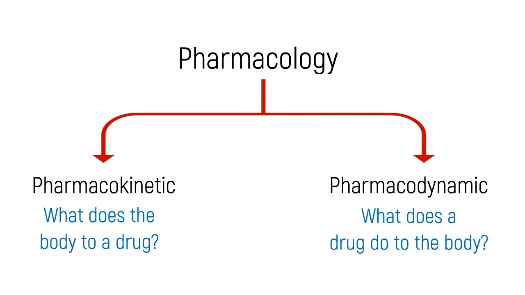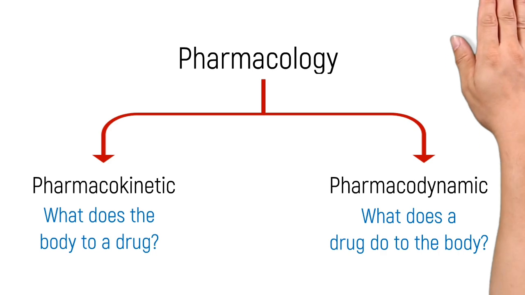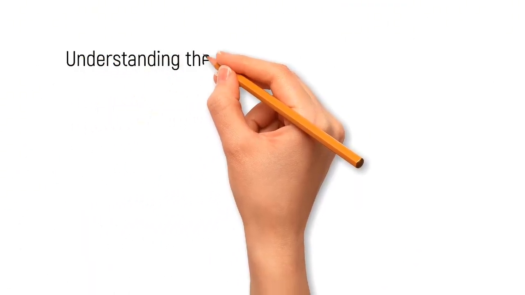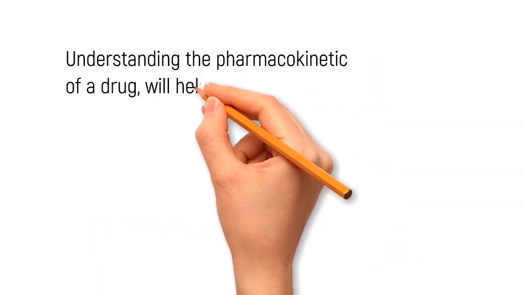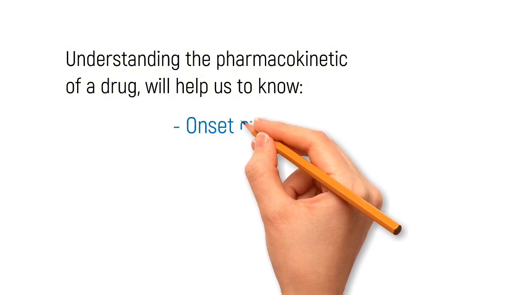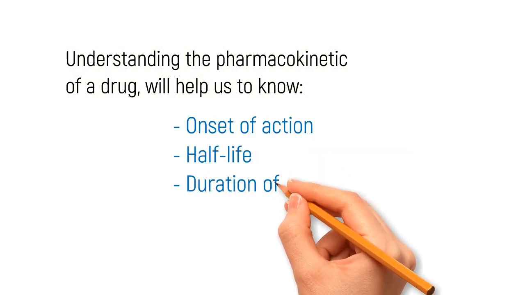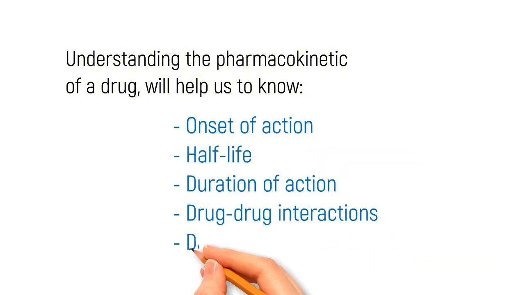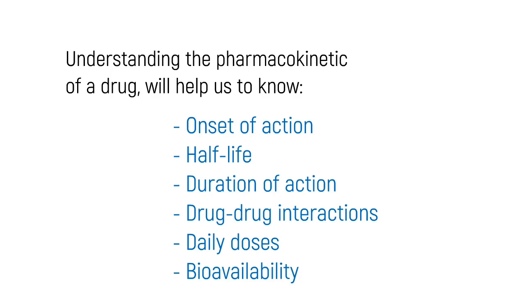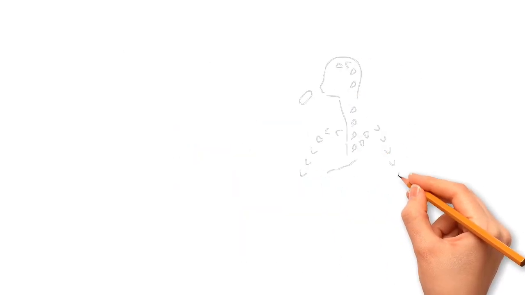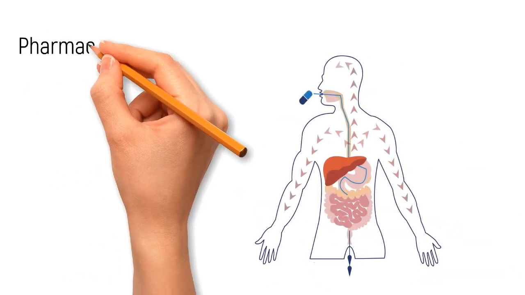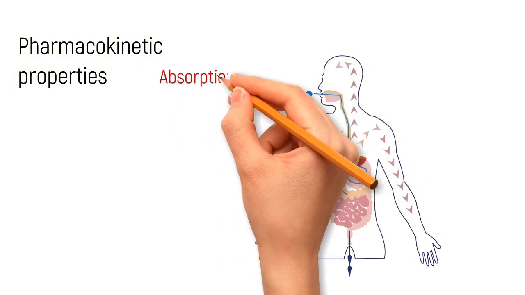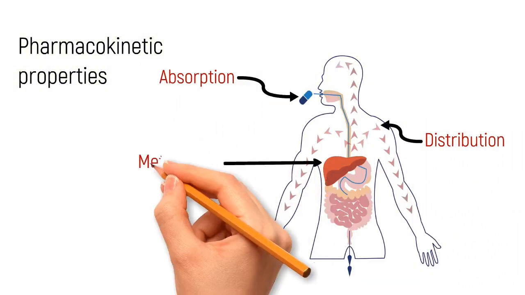In this lecture, I will discuss aspects of pharmacokinetics in detail. Understanding the pharmacokinetics of drugs will help us comprehend the following aspects of drugs: onset of action, half-life, and duration of action of drugs, as well as drug-drug interaction, daily doses, and bioavailability of the drugs. Our body affects drugs through four processes known as the properties of pharmacokinetics. They are absorption, distribution, metabolism, and excretion.